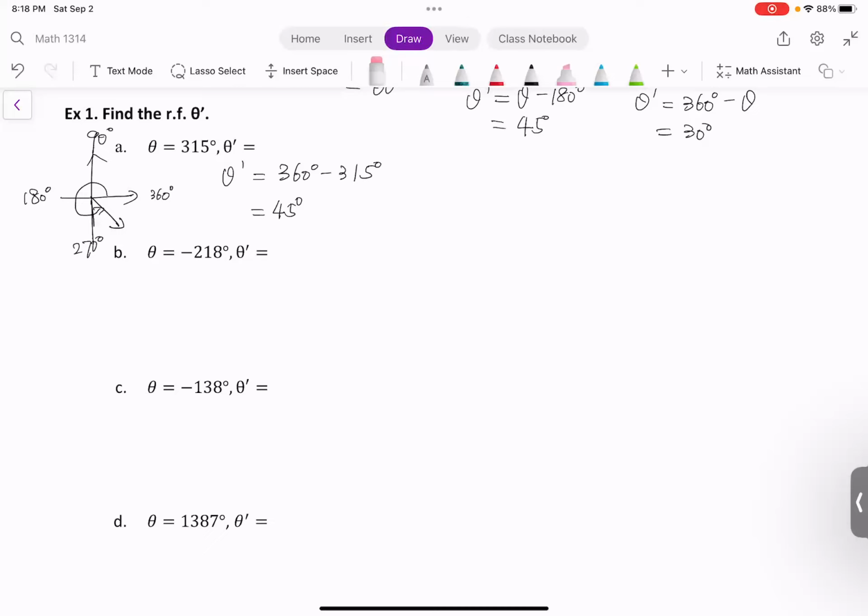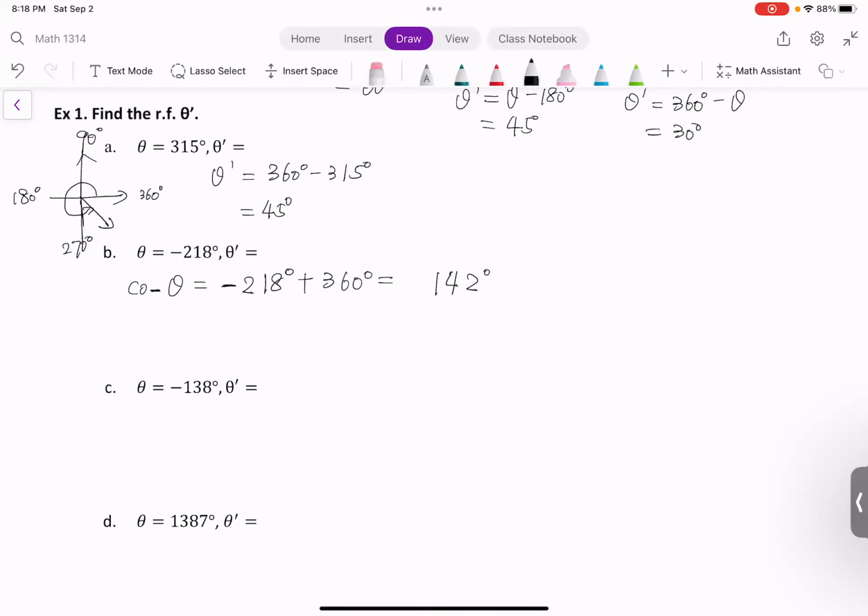So let's add one rotation. We say the coterminal angle of theta. Let's use co-theta to represent coterminal. So use negative 218 plus one full rotation, 360. So I do the addition, 360 minus 218 is 142. That's a positive angle.